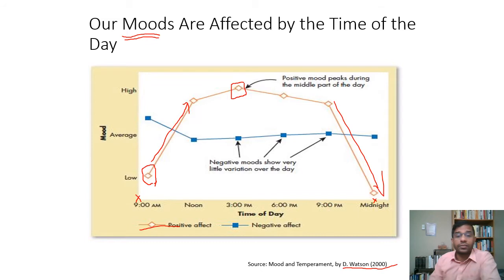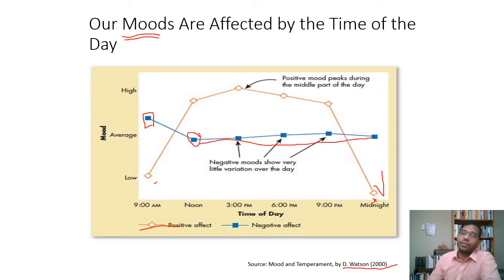In contrast, what do we see for the negative mood? For the negative mood, we see that, well, in the morning we seem to be the most negative, and then there's a decline by noon, and then it pretty much stays the same for the rest of the day.